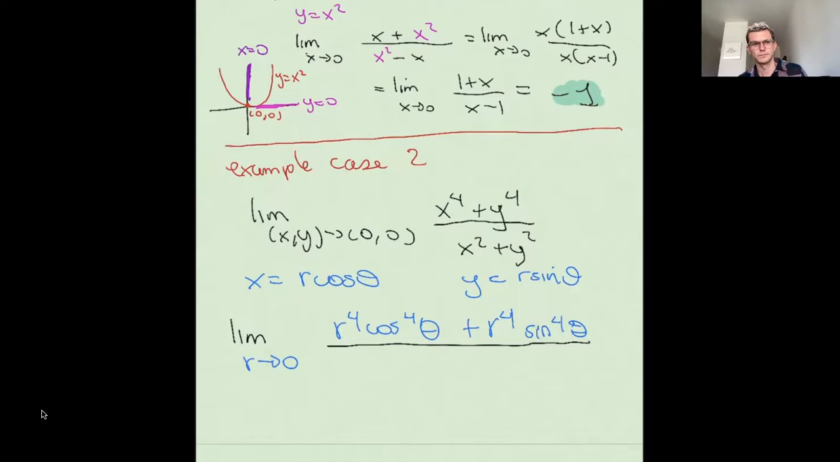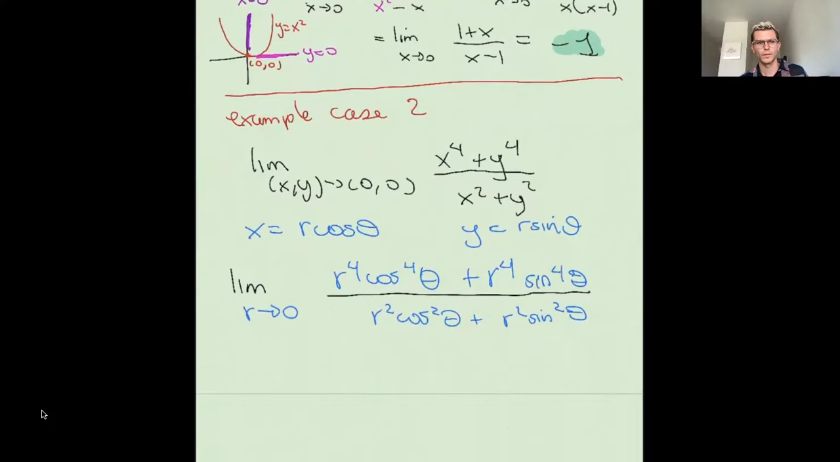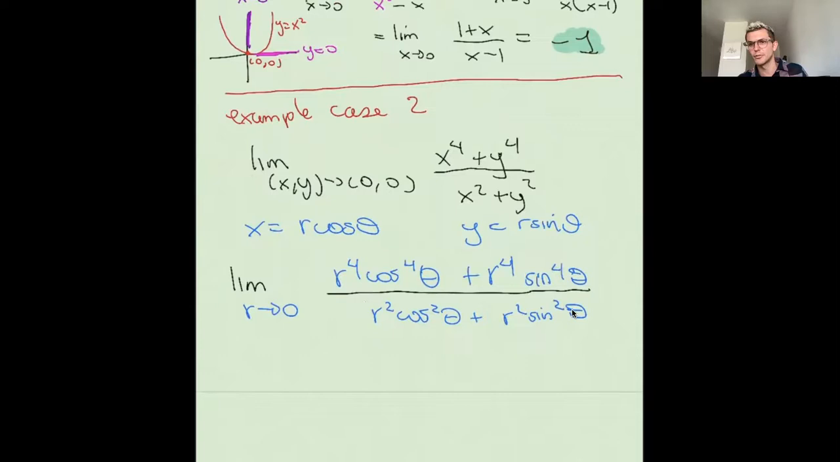It becomes, let's write it all, r squared cosine squared of theta plus r squared sine squared of theta. But I don't know if you remember from last time that cosine squared plus sine squared equals one, right?